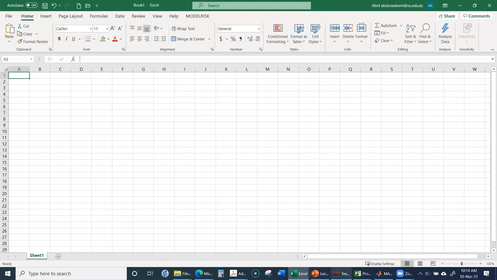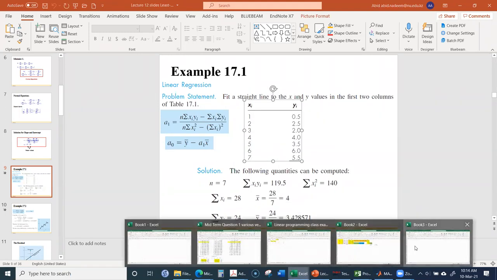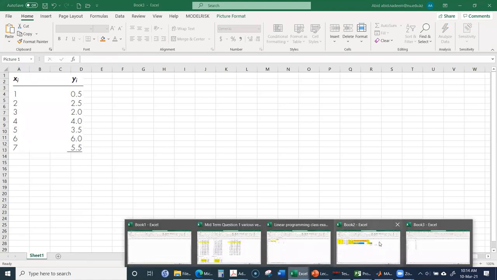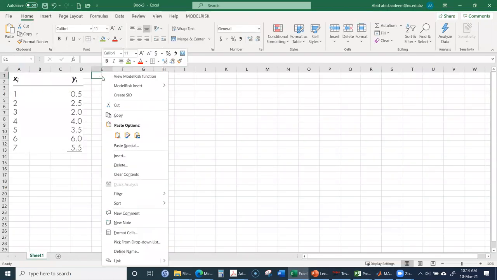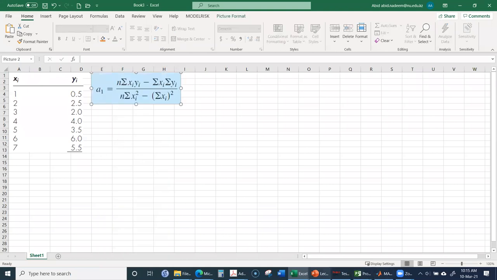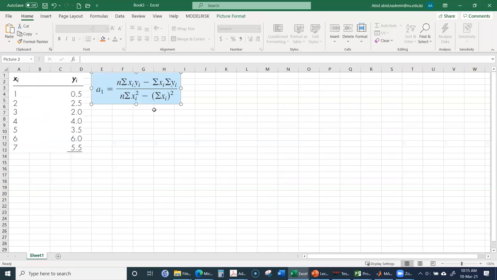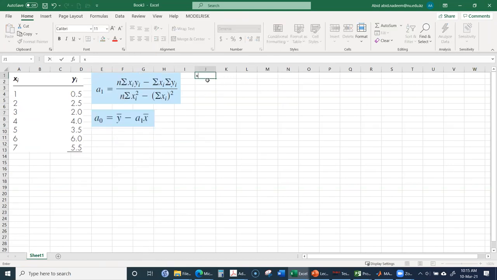Okay, so let me copy and paste the values here. In the spreadsheet, I have this, and I have the formula for that. Okay, so I can start from the x value and then the y value. So x value is 1, 2, 3, 4, 5, 6, 7. Can you see the Excel sheet?